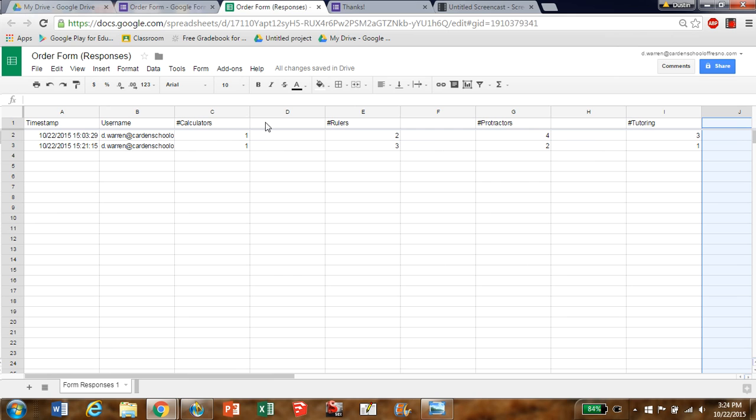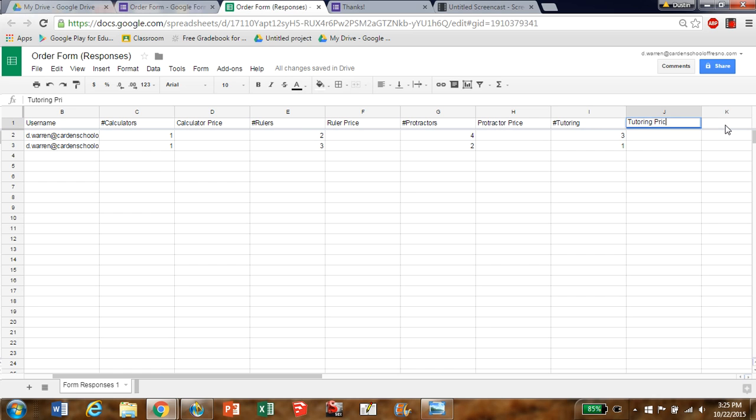Now you can see I have my four things I'm selling, and I have empty columns next to each item. I'm going to name these columns. This is where we're going to put calculator price. Here I'm going to put ruler price and protractor price, tutoring price.